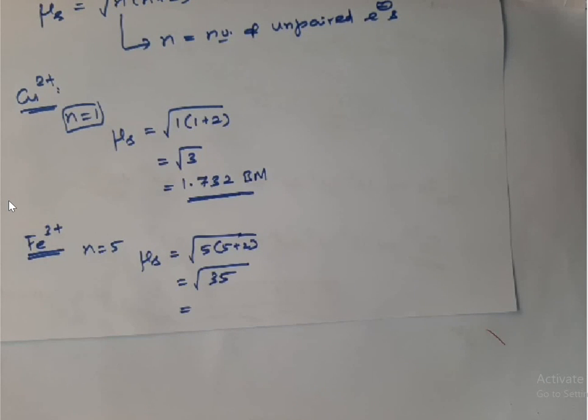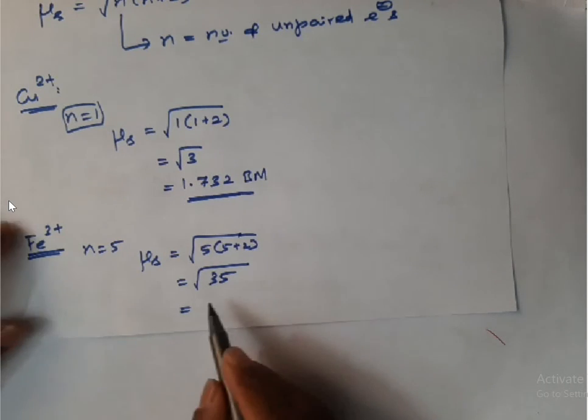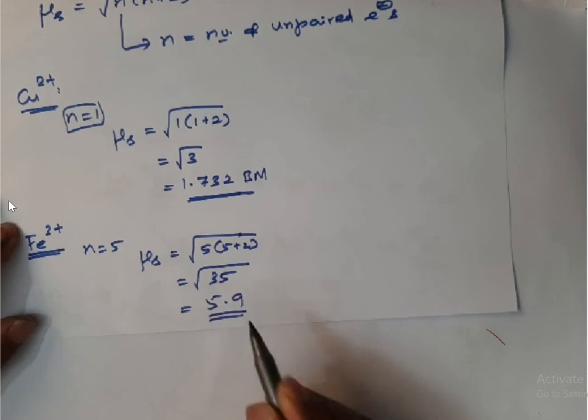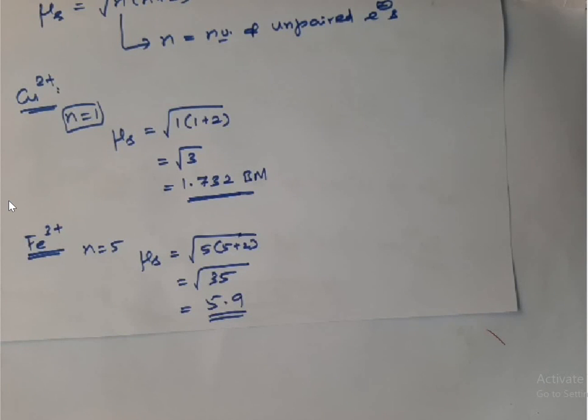Root of 35, anyone? Can you give roughly? Rough value? Root 36 is 6, right? Root 36 is 6. Root 35? 5.8 something, right? 5.9, sir. Yeah, it will be close to 5.9. 5.8 or 5.9 like that. Okay.